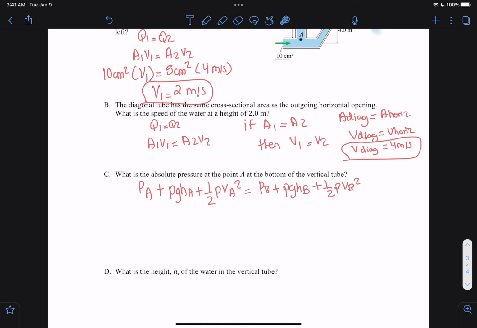So if PA was at the top here, what is the pressure at this surface? 1 atmosphere, right? That's atmospheric pressure. So 1 atmosphere, which is the same as 10 to the 5th pascals. If I were to put things in absolute pressure, then PA would be 10 to the 5th. If it was gauge pressure, what would PA be?